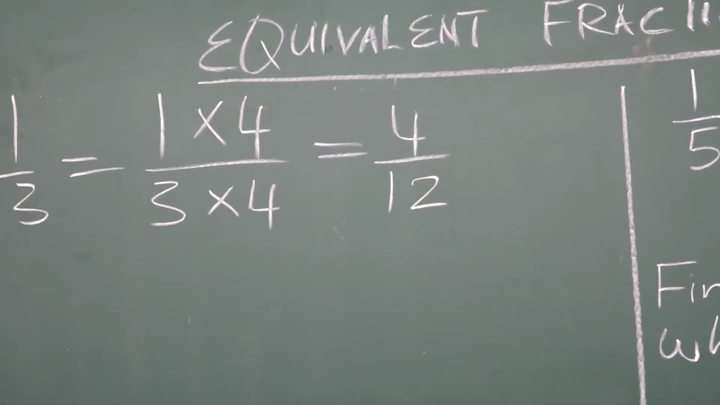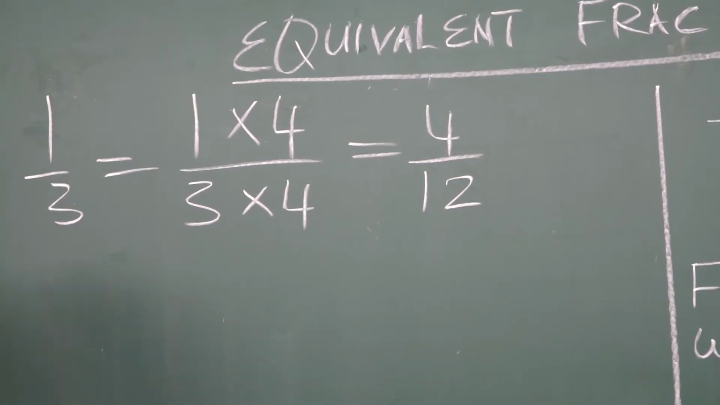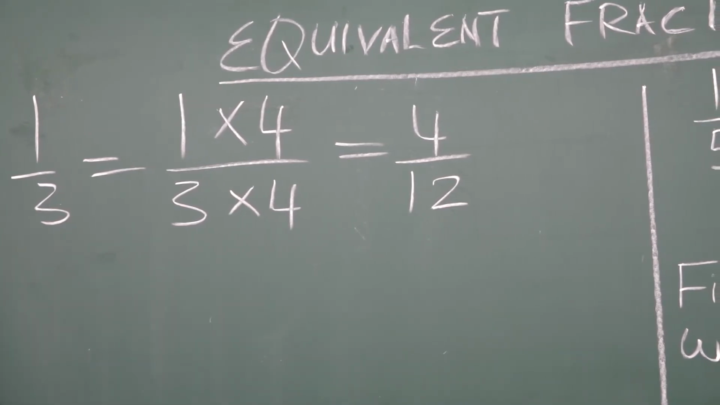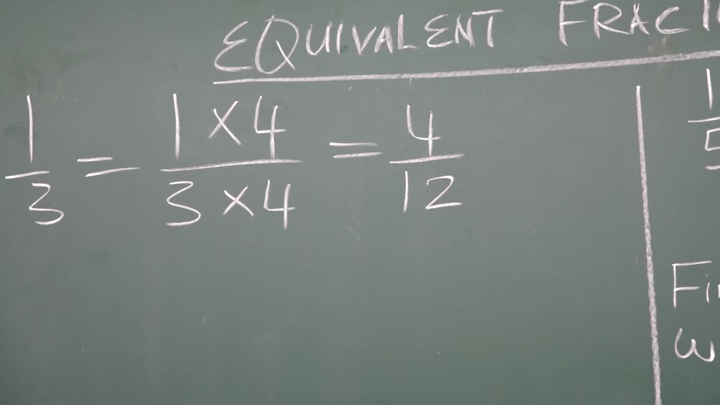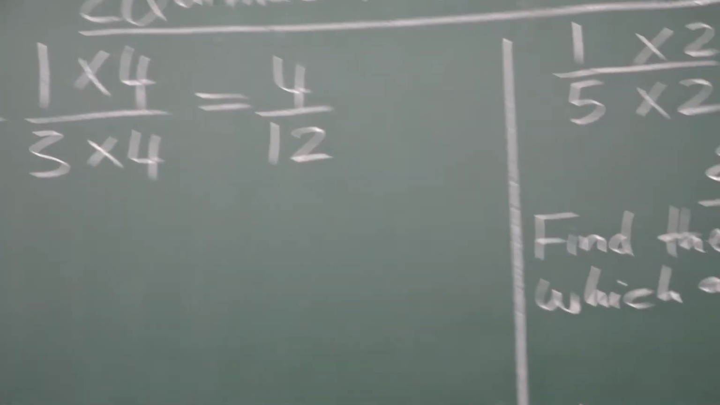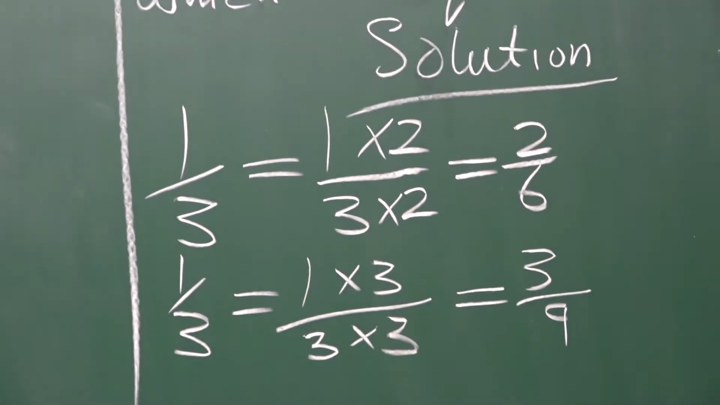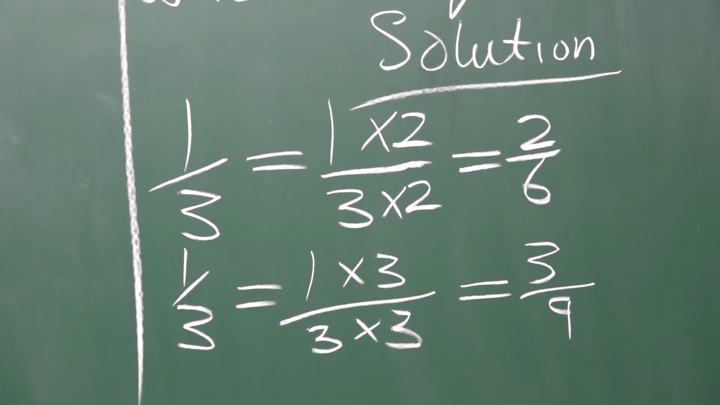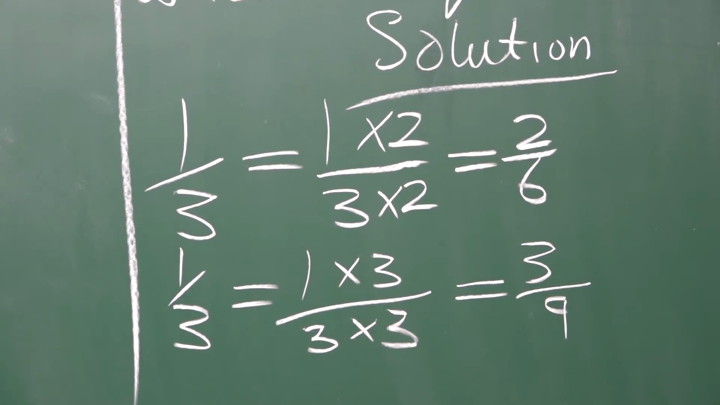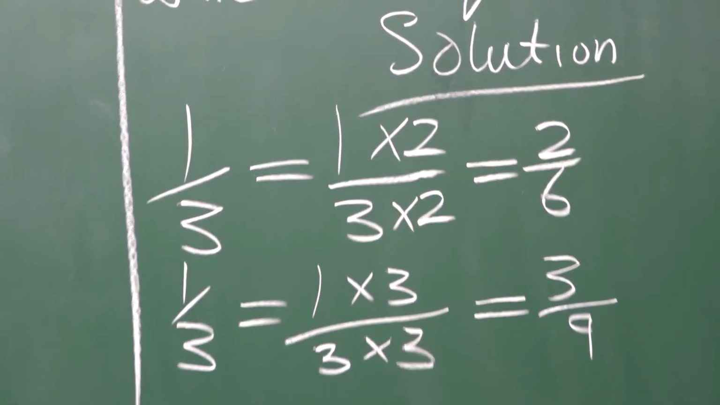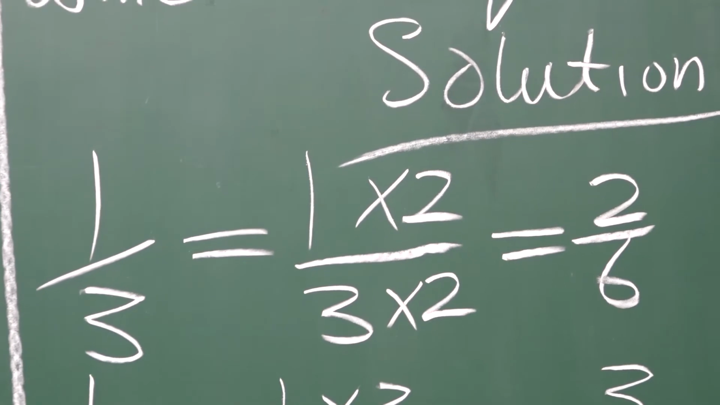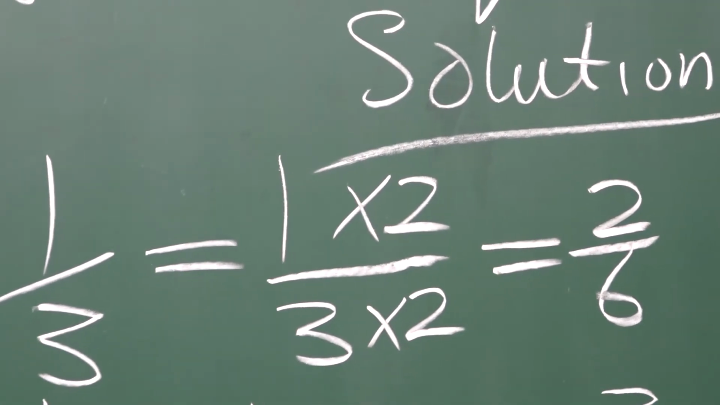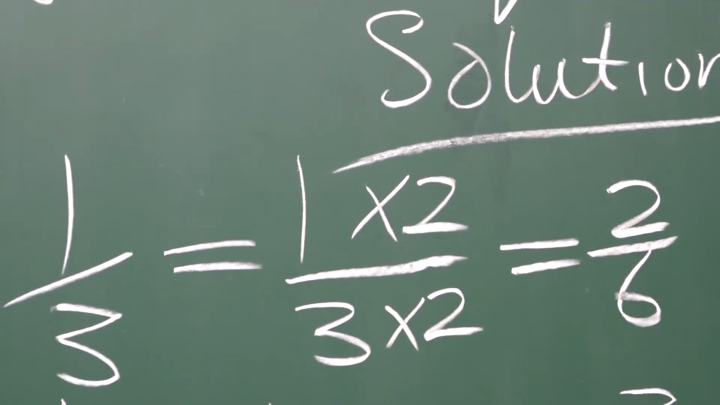Now multiplying the fraction 1 over 3 by 2, 3, and 4 gives you equivalent fractions to 1 over 3. The first one is to multiply by 2. Multiply 1, which is the numerator, by 2, and also multiply 3, which is the denominator, by 2. When you multiply 1 by 2, you have 2. And when you multiply 3 by 2, you have 6. So the first fraction that is equivalent to 1 over 3 is 2 over 6.